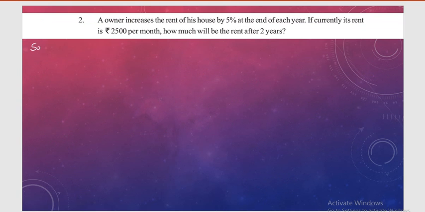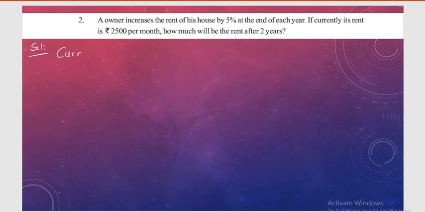See, there is an owner who increases the rent of his house by 5% at the end of each year. So at the end of each year he will increase the rent by 5%. If currently the rent is 2500 per month, how much will the rent be after 2 years?